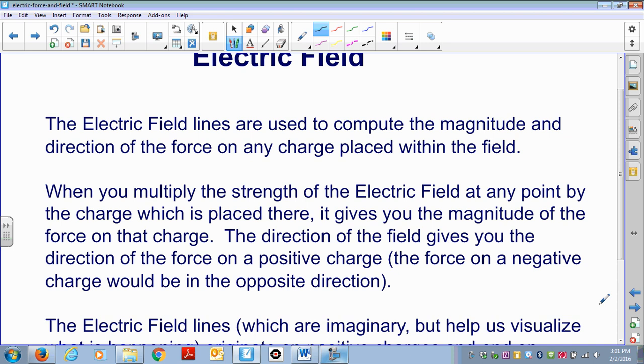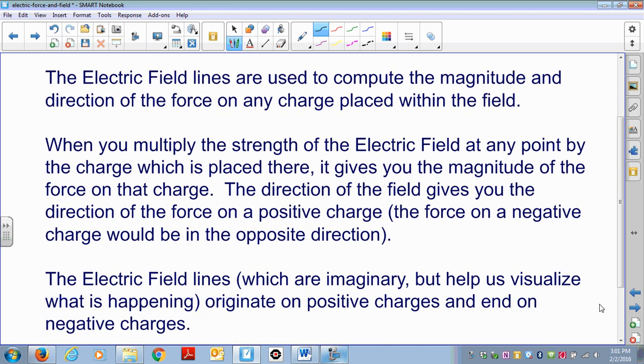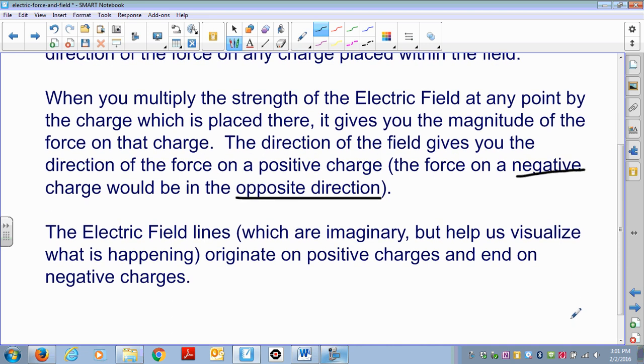The direction of the field gives you the direction of the force on a positive charge. So the force on a negative charge would have to be directed in the opposite direction. The electric field lines, which are imaginary, help us to visualize what's going on. They originate on positive charges and they end on negative charges.